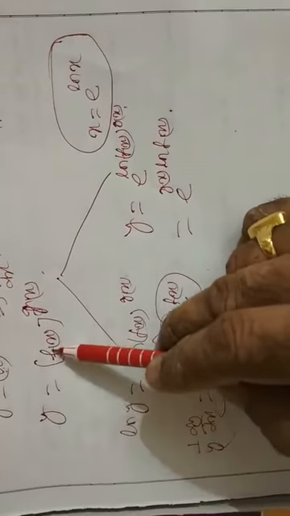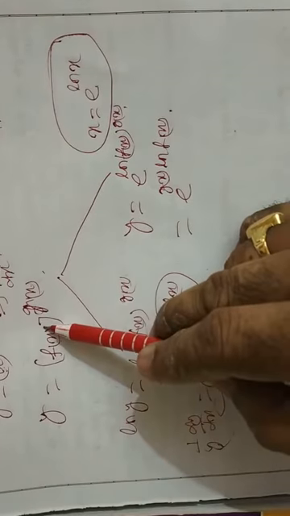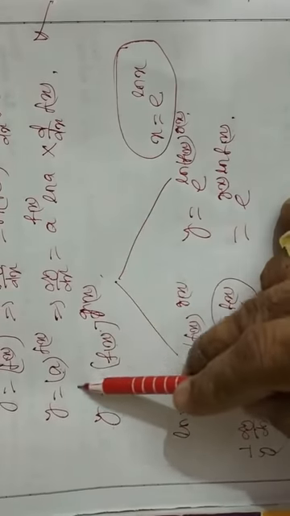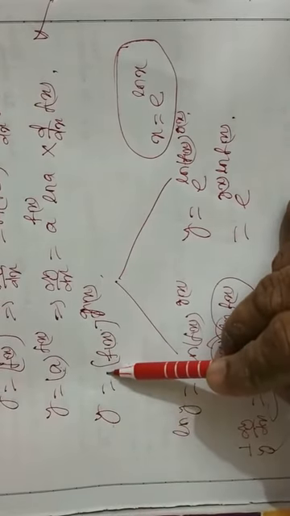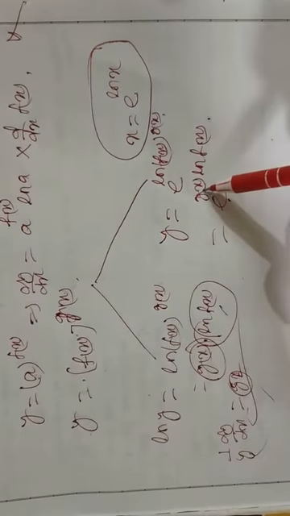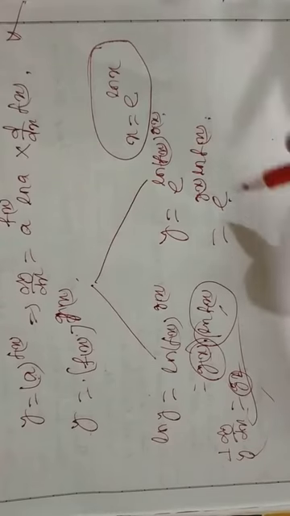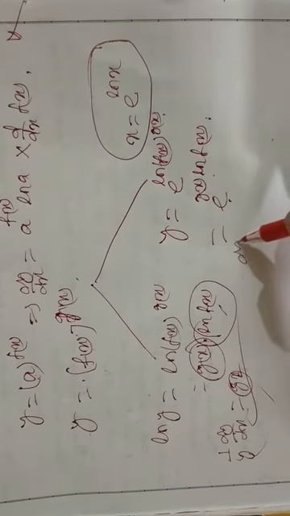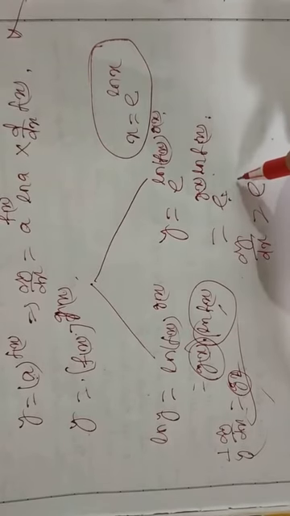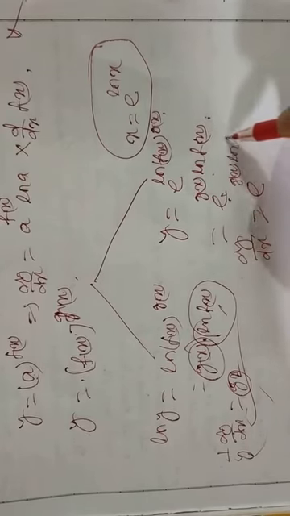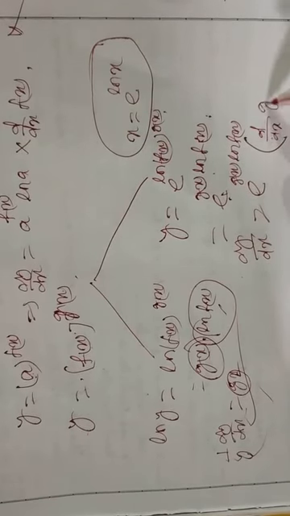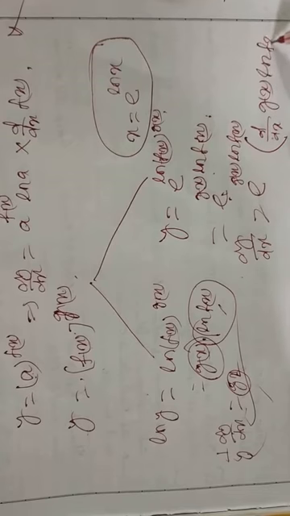So when y is f(x) power g(x), the same thing can be written as e to the power... g(x) will come back, and here there is a log. You will write a log here. So e to the power g(x) log f(x). Now I can do differentiation. Why? How? dy by dx is e to the power anything, same, e to the power g(x) log f(x) into d by dx of g(x) log f(x).